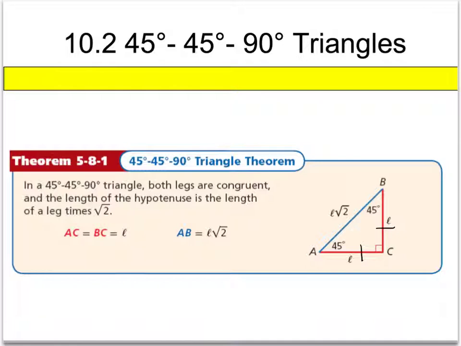Alright, so if you take your leg times the square root of 2, that automatically gives you your hypotenuse. So instead of going into your Pythagorean theorem, all you really need to know is one leg, or all you really need to know is the hypotenuse to figure out what your legs are. Alright, so we're going to do a couple examples.